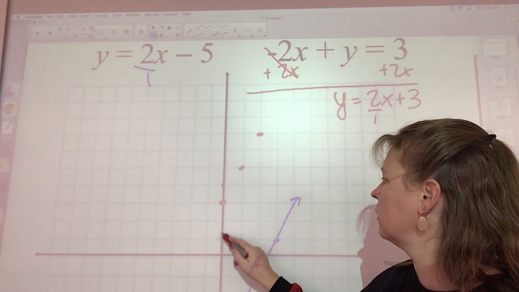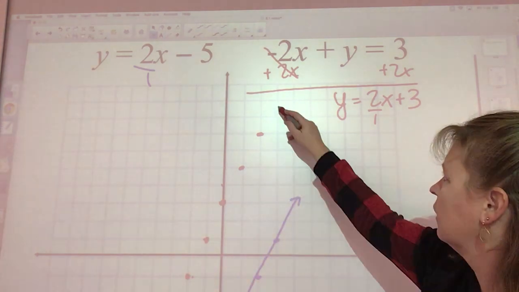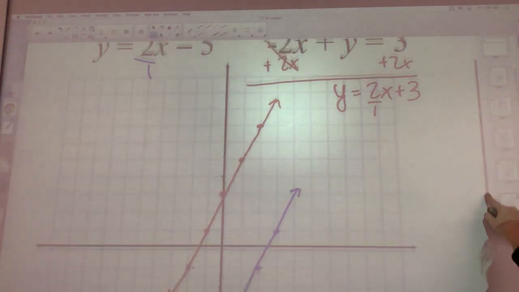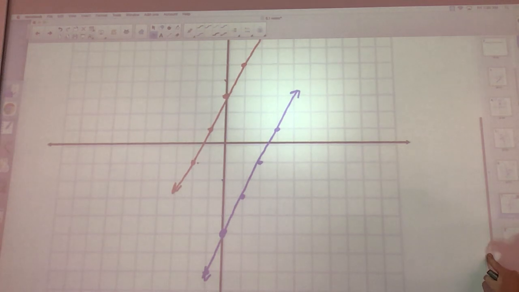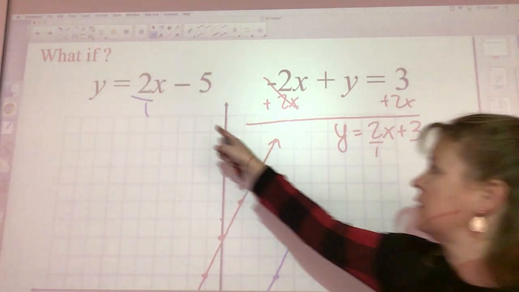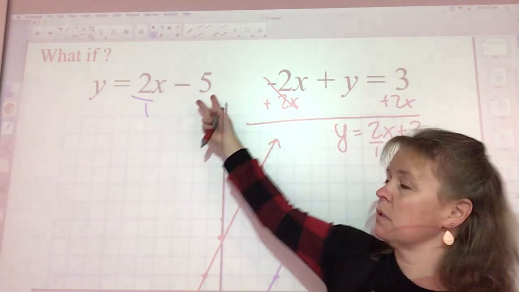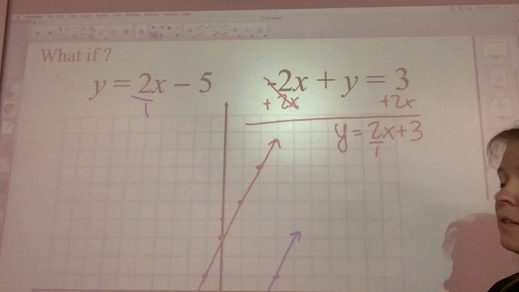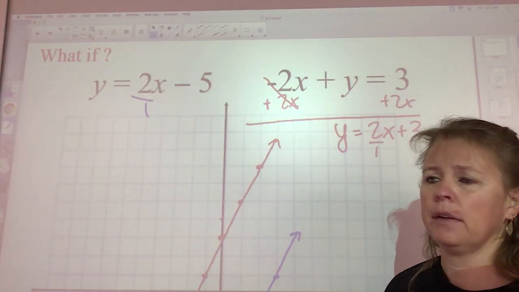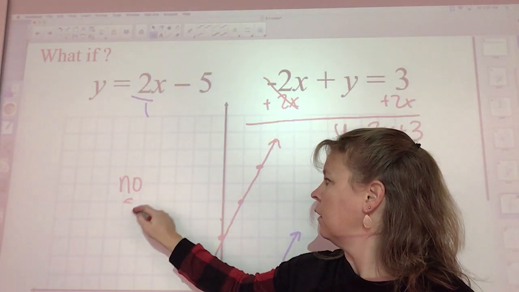I can go down 2, left 1, try to run in this other line. When am I ever going to run into this other line? Absolutely never. We've got 2 perfectly parallel lines. What happens if you have the same slope and a different intercept? This one started up 3, this one started down 5. It wants to know when are y and x going to solve this problem? They're not. There is no solution to this problem ever. No solution.